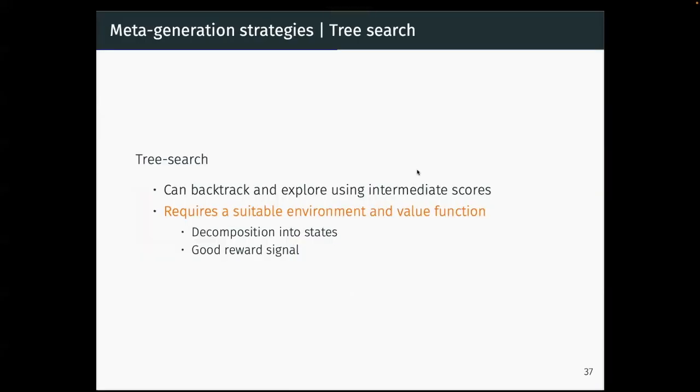Okay, so for tree search, the key difference is that you have the ability to backtrack, and you can use these intermediate scores to explore. However, you really want to make sure that your task is amenable to tree search. Some properties: one is you want it to decompose into different states. And then you want to be able to train a really good value function or scoring function, which often requires a really good reward signal in the task.